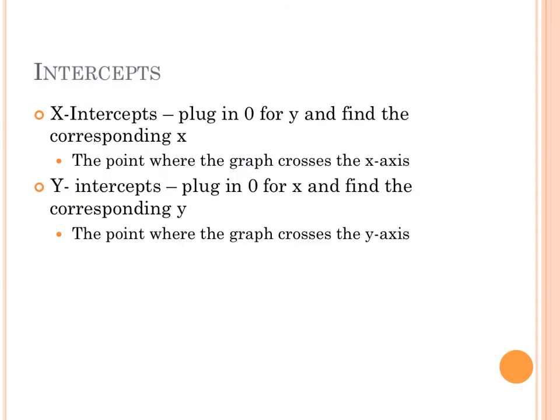All right, intercepts. So there's two intercepts on a graph, the x-intercepts and the y-intercepts. There's two ways to find them. One is from the equation, and in that case, you'll plug 0 in for y to get the x-intercept, and plug 0 into x to get the y-intercept. And then if you have the graph, you just have to identify the point for the x-intercept where it crosses the x-axis, point or points. And for the y-intercepts, it's the point or points where the graph crosses the y-axis.